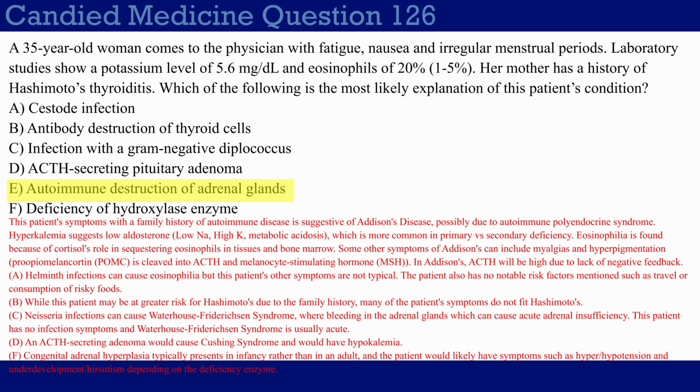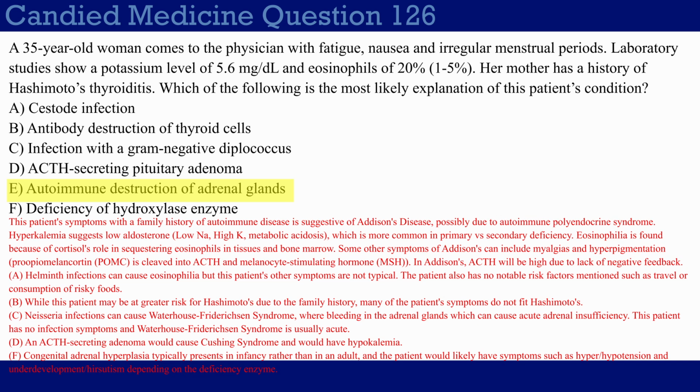So the fatigue and irregular menstrual periods can be indicative of a hypothyroid condition, but it doesn't explain a lot of symptoms here, right? It doesn't explain the hyperkalemia, doesn't explain the eosinophilia. The fact that her mother has Hashimoto's is more of a hint to you that there is an autoimmune history in the family. And of course, thyroid plus adrenal destruction is part of the constellation of one of the autoimmune polyendocrine syndromes. Choice C, infection with the gram-negative diplococcus.